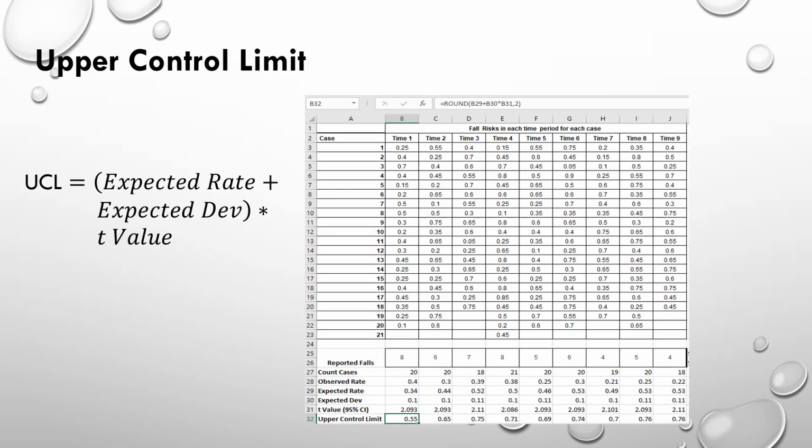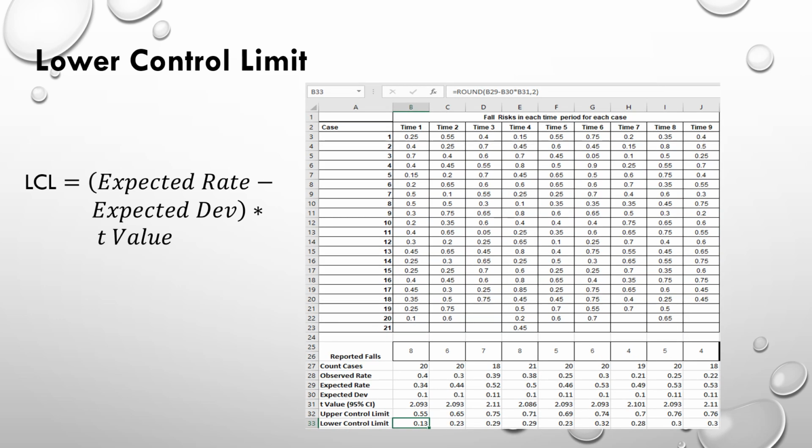Now we are ready to calculate the upper control limit. To calculate the upper control limit, we will use the expected rate plus the expected standard deviation times the t-value. Next, we will calculate the lower control limit. To calculate the lower control limit, we will have the expected rate minus the expected standard deviation times the t-value, and this will give us the lower control limit for each time period.